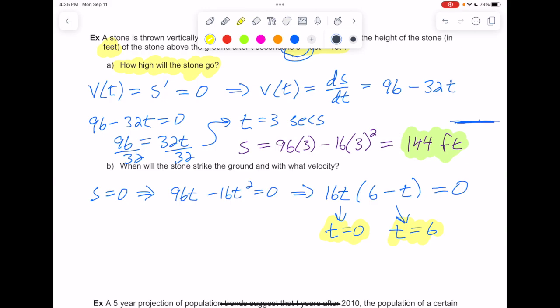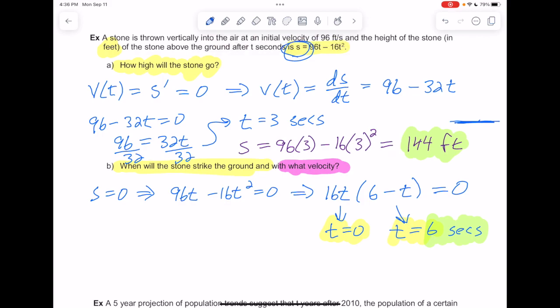They did say when will it hit the ground, right? That is one of the questions, so we can answer that one. When will it hit the ground? 6 seconds. So there's the answer to their first question. It's going to hit the ground after 6 seconds. Now let's move on to their second question, which is what's the velocity when it hits the ground?